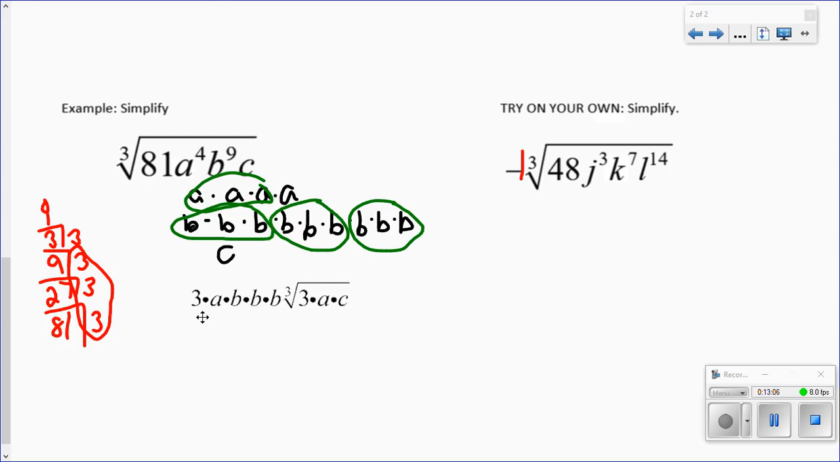Okay? And then I can just go ahead and simplify. So 3 times A times B to the third times the cube root of 3AC. And that's my simplified form. To try on your own, very similar, bigger numbers. I also reminded you that there's an invisible 1 right here, so it's really a negative 1 being multiplied with all this.